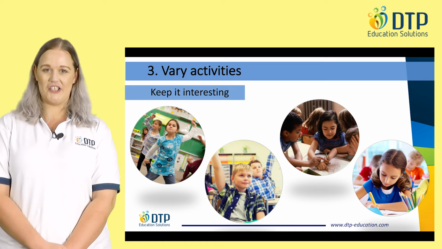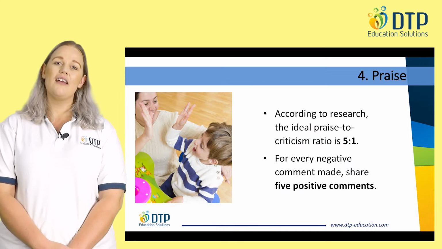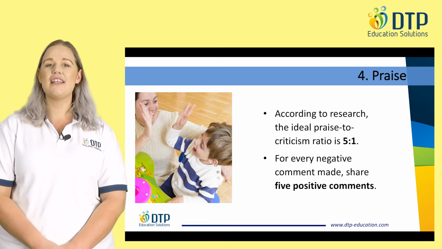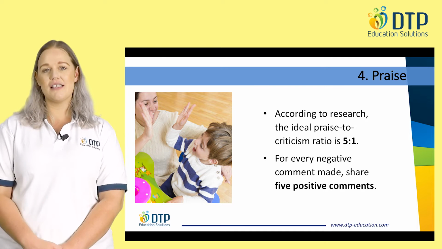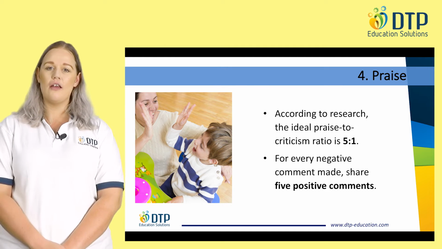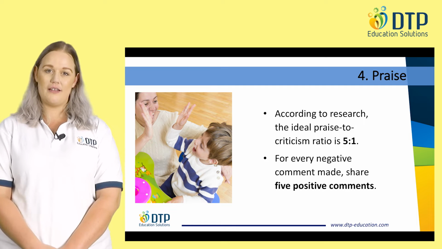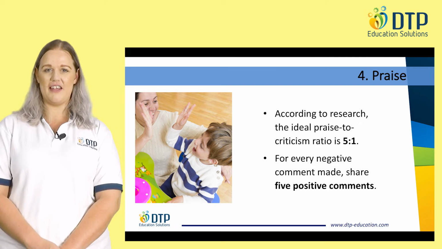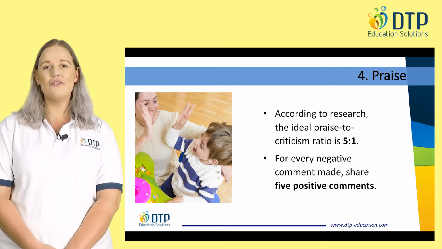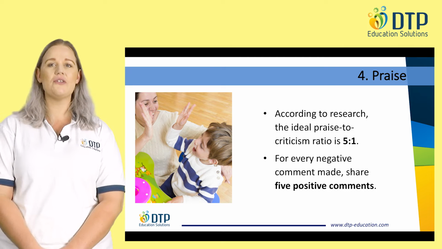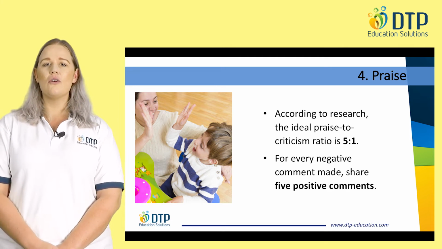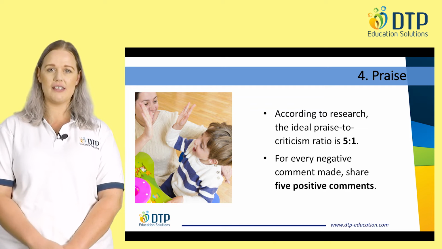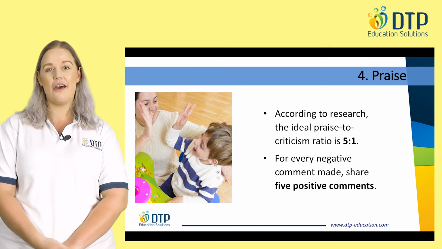Okay, so my next strategy, number 4, praise. So research shows that the ideal praise to criticism ratio is 5:1. So what that means is, for every negative comment, we should be sharing 5 positive comments. Students who learn or think differently often receive negative feedback. Praise can really turn around behaviour and improve students' attitudes about learning. One of the simplest and most powerful tools to engage and motivate your students is by providing praise when deserved.